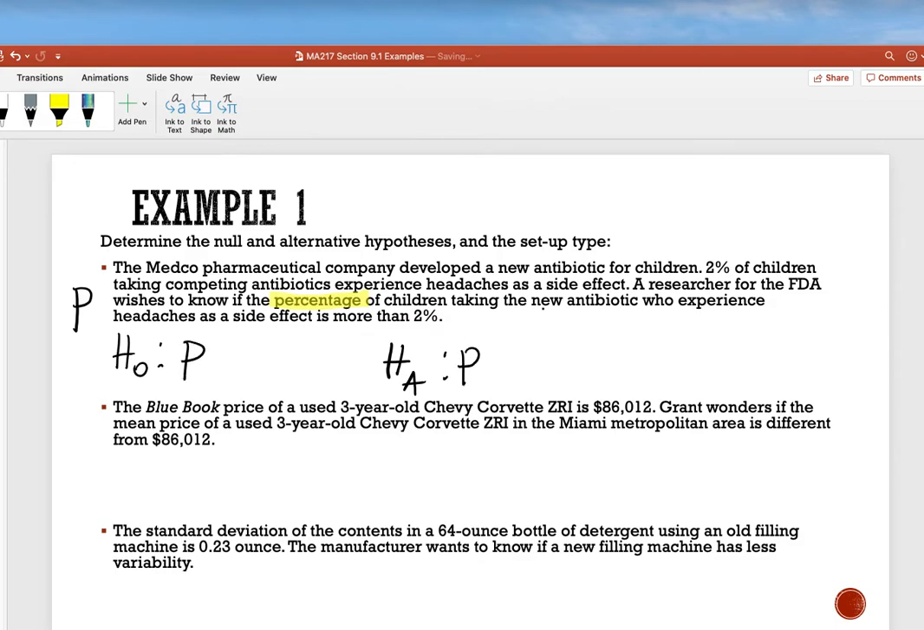Those are fine. We were told right here that 2% of the children, when taking those competing antibiotics, experience headaches as a side effect. Because of that, that's going to be the null hypothesis. We were already told, before doing any type of experiment, that the percentage of children taking competing antibiotics who experience a headache as a side effect is 2%. So our null hypothesis is where that percentage is equal to 2%.